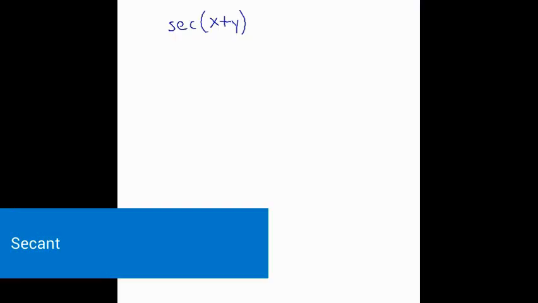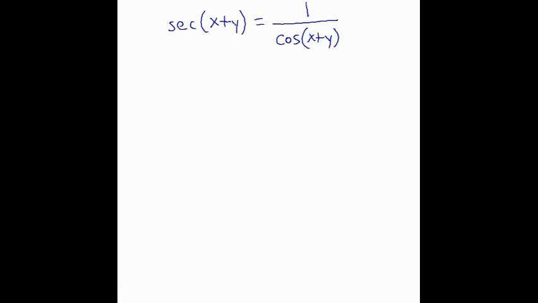So I've never actually seen an addition identity for secant before, so let's see if we can get it here in this video. So I'm going to start by writing it in terms of cosine. Now let's go ahead and write the addition identity for cosine. Now this isn't quite a satisfactory answer because we have secant in terms of cosine and sine. Let's see if we can get it in terms of secant and cosecant.